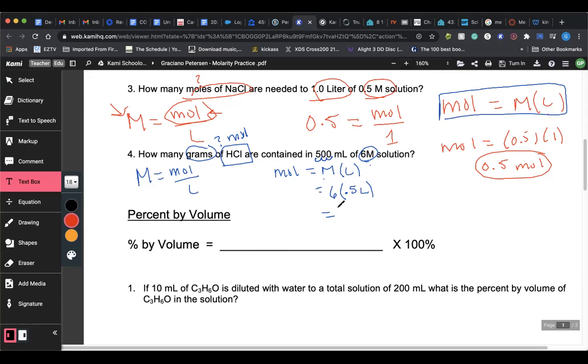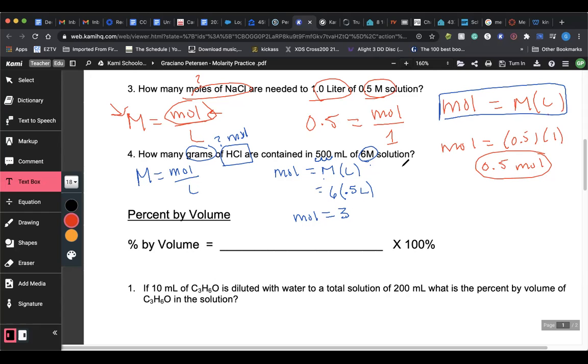3.0. Perfect. So the number of moles we have of HCl is 3. We have 3 moles of HCl. Now here comes the hard part. We have to turn those moles into grams. The way that we turn those moles into grams is again by using our periodic table.